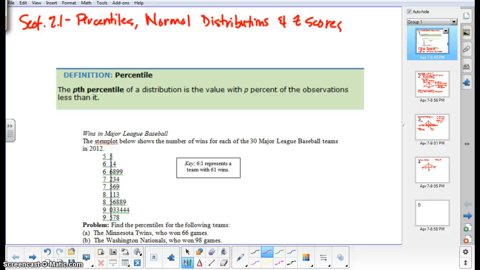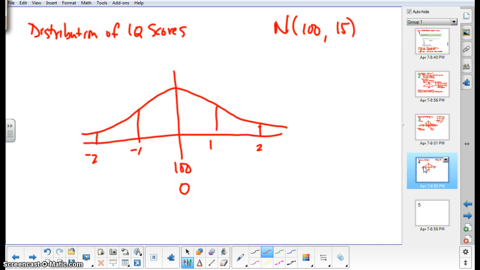Welcome to Part 2 of the Intro to Statistics, Section 2.1, Percentiles, Normals, Distributions, and Z-Scores. I'm going to go to where we left off and do some clarification and talk a little bit about the different scales that are on this distribution.